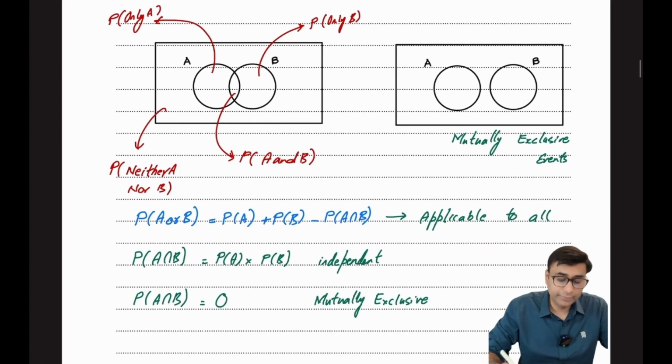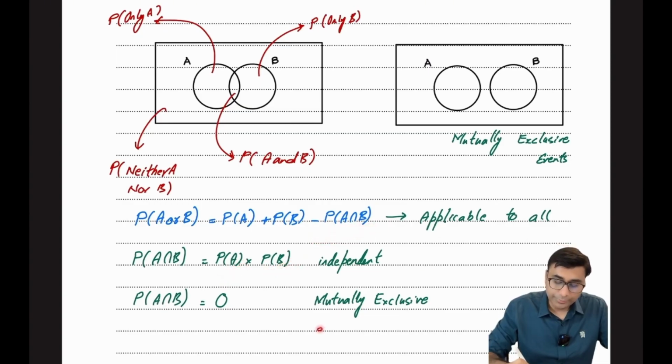But you need to identify that if the events are known to be independent, then you can find the probability of A and B, or A intersection B, by multiplying the probabilities of A and B together.